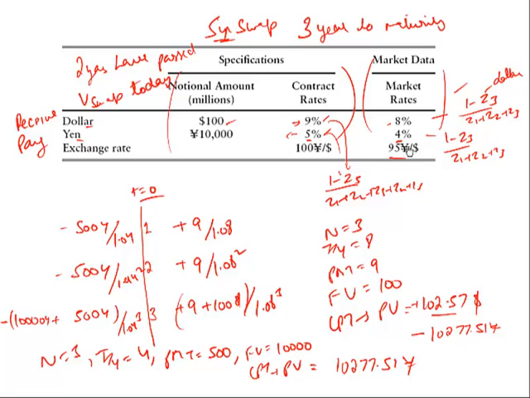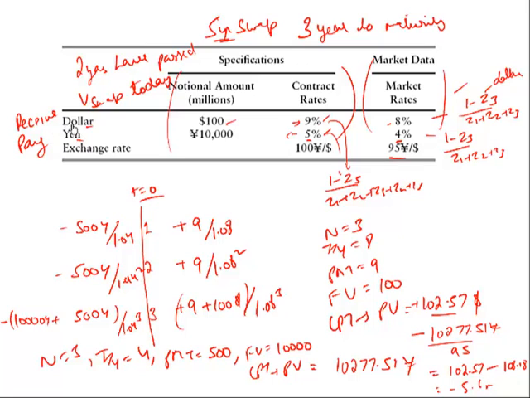The rate now is 95 yen for $1. So 10277.51 yen will get us 10277.51 over 95 dollars. Or the value of the swap would be 102.57 minus 108.18. That is minus $5.6 million.